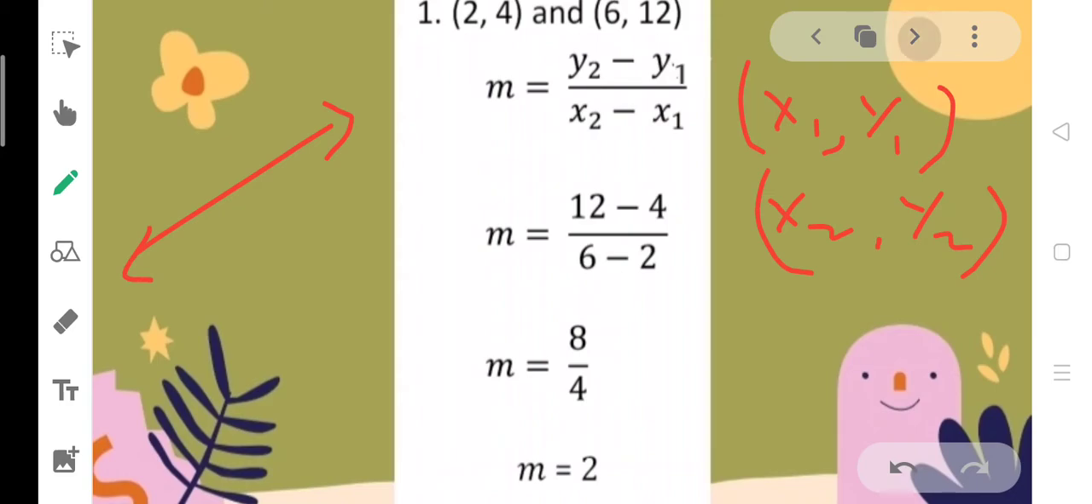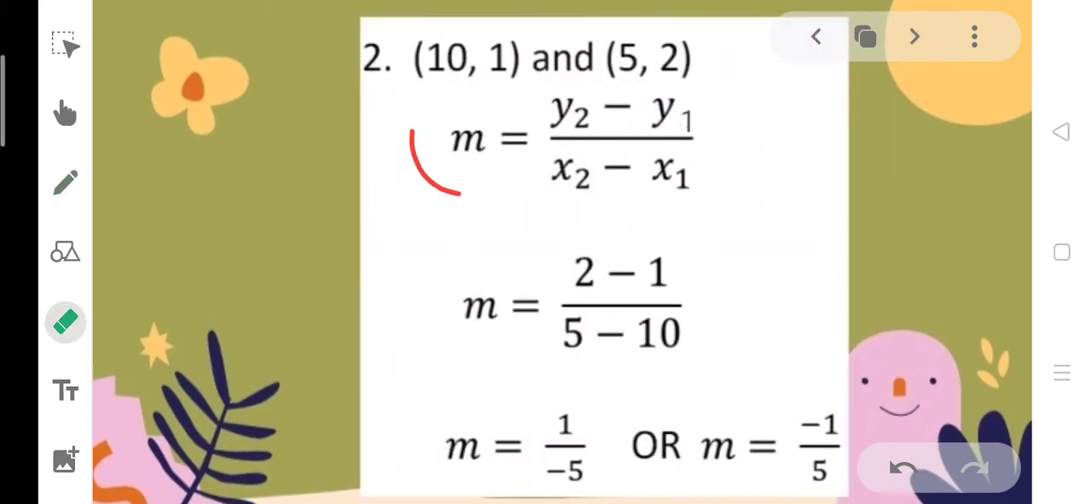Okay, another example. We have this one. The line that passes through the points with coordinates (10, 1) and (5, 2). So, this is our x sub 1, y sub 1, and x sub 2, y sub 2. Okay, should I write it?